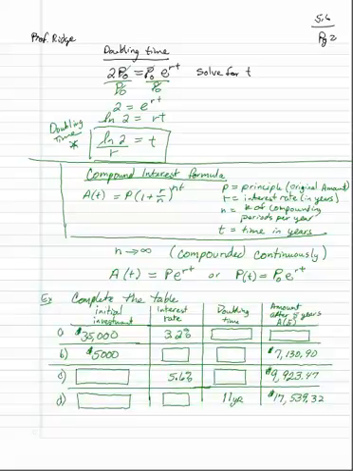Okay, so let's complete this table. For A, we have an initial investment of $35,000. The interest rate is 3.2%. We want to find the doubling time. If you recall, up at the top, for the doubling time we say t equals ln of 2 divided by the rate. So we're going to get ln of 2 divided by 0.032. Punch that in your calculator, and you should get 21.7.